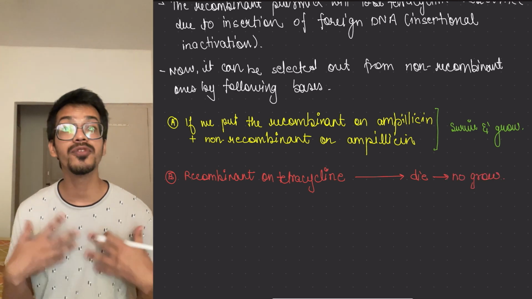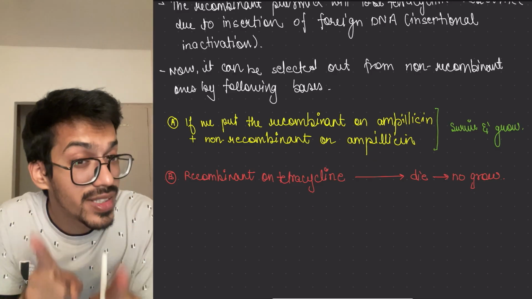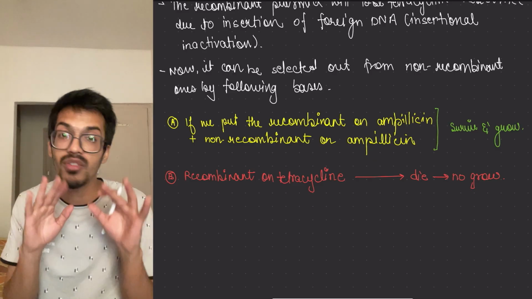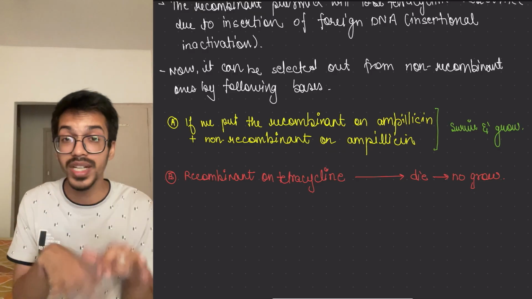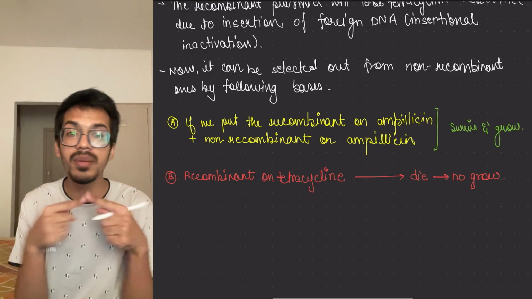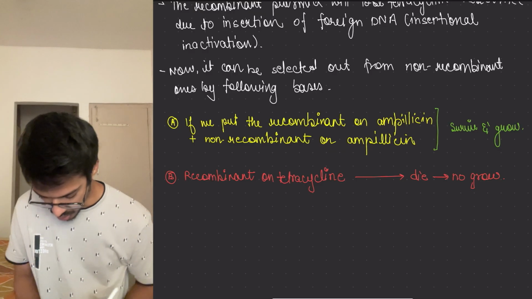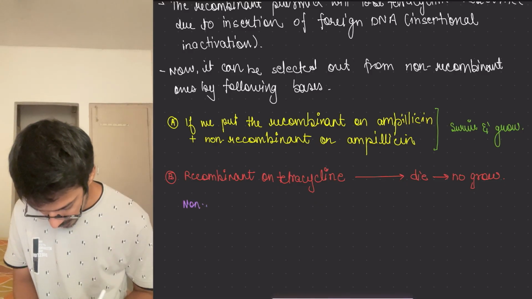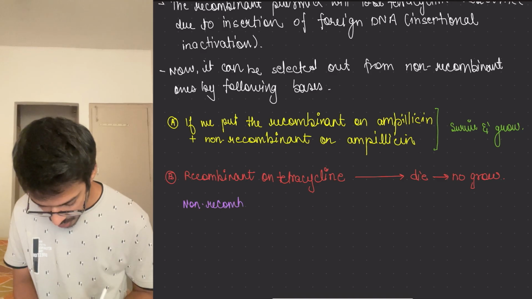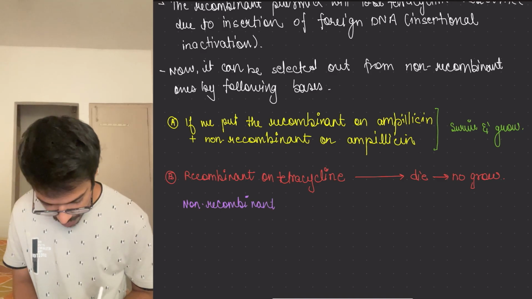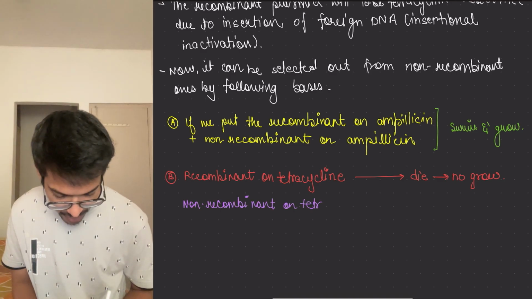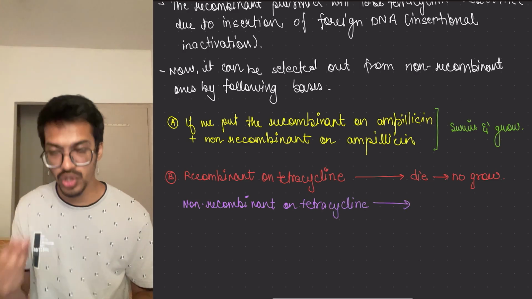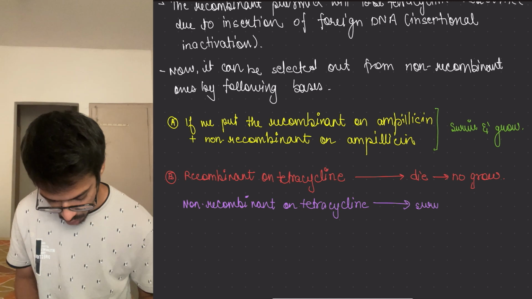Why? Because the capability of resistance to tetracycline is lost, so they have also lost it. Once you insert the gene into the recombinant, the insertional inactivation means they will lose it. Whereas the non-recombinant, which do not have the gene of interest, might still have the tetracycline resistance gene present, so they will survive and grow.